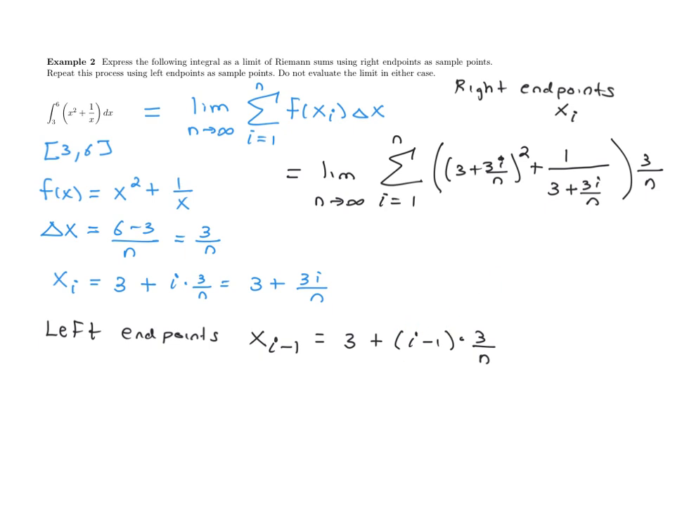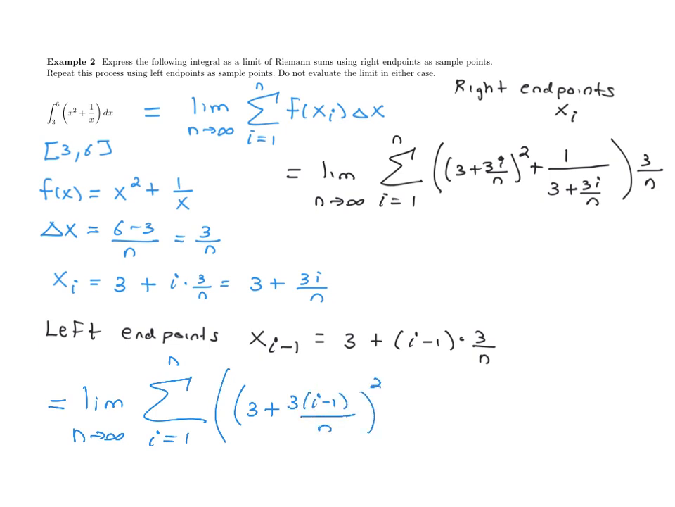So to get to our answer here with left endpoints, it's the limit as n approaches infinity of the sum of i going from 1 to n of, okay, we have 3 plus 3 times (i minus 1) over n, squared, plus 1 over 3 plus 3 times (i minus 1) over n, and that whole thing times 3 over n. Here, your sum, since we're starting at 1 and ending at n, is going to start 1 earlier than up here. Here, if you put 1 in place of i, you get 0, versus up here, where if you put 1 in place of i, you get 1.